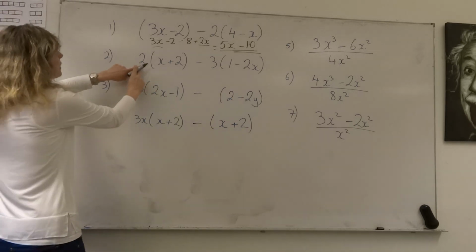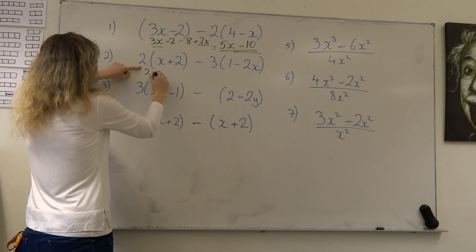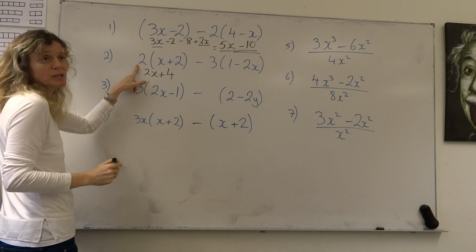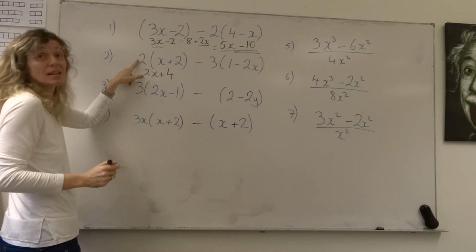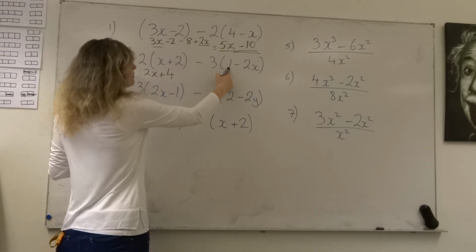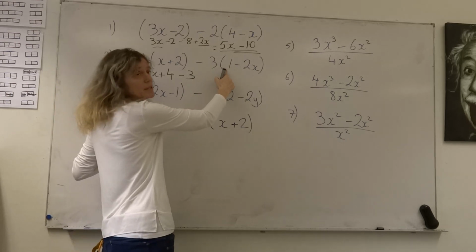The next one, take the 2 outside the bracket and multiply it by everything inside. We get 2x plus 2 times 2 is 4. Both of them have a plus sign in front, even though you can't see that plus sign, it's there. Then we have minus 3 times plus 1, giving us minus 3. Minus times a plus is a minus.